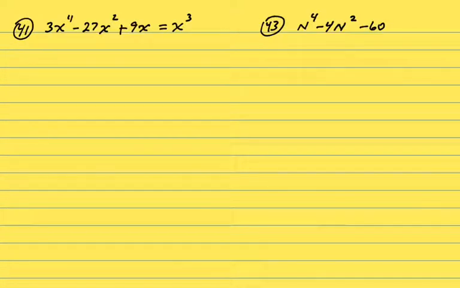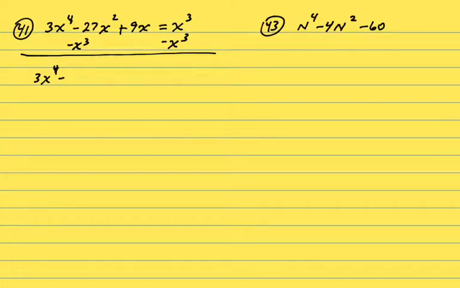Okay, 39, I was also asked 41 and 43. This is 3x to the 4th. I want to subtract the x to the 3rd to the other side to make it equal 0. So what does that leave me now? 3x to the 4th minus 1x to the 3rd minus 27x to the 2nd plus 9x is going to equal 0.